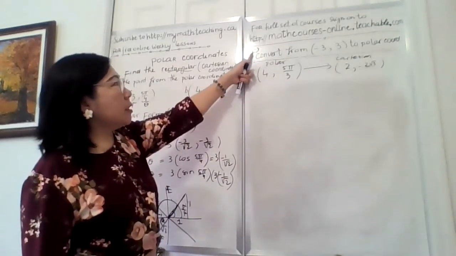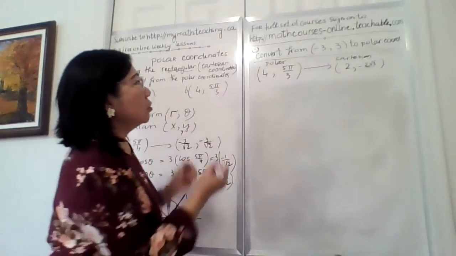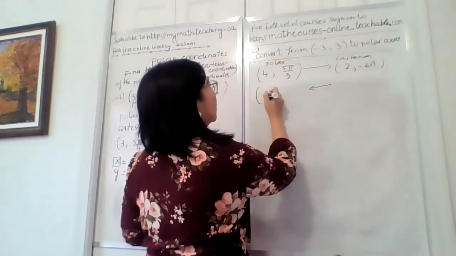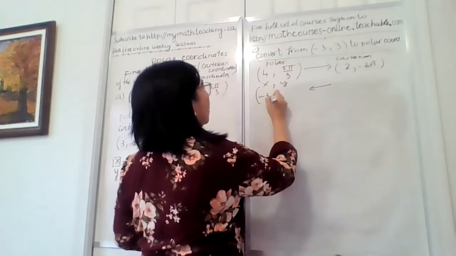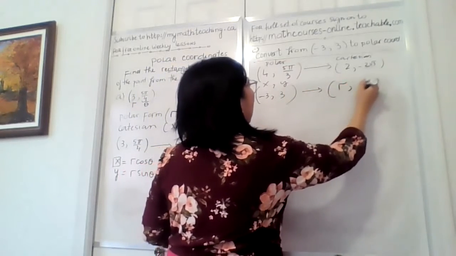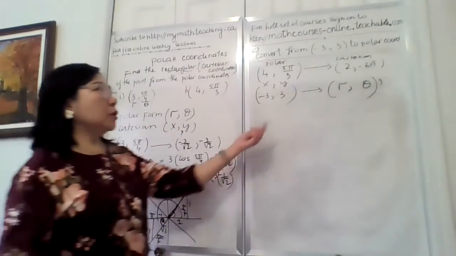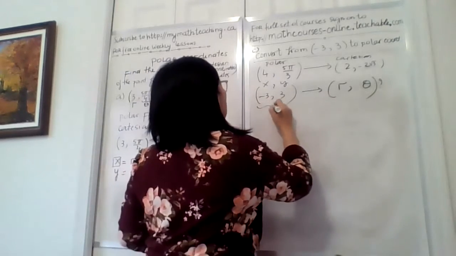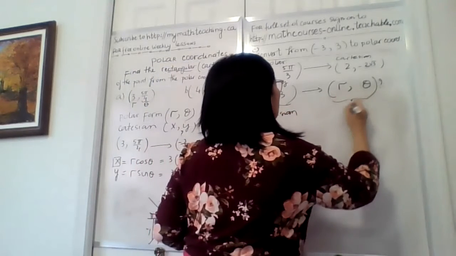So the last question, C here, says convert from minus 3, 3 to polar coordinates. So now we go backward, right? We have x and y, minus 3 and 3. Now we have to figure out what our r is and what our angle theta is in polar form. So now we go backward from Cartesian to polar. So this is Cartesian, and this is polar.